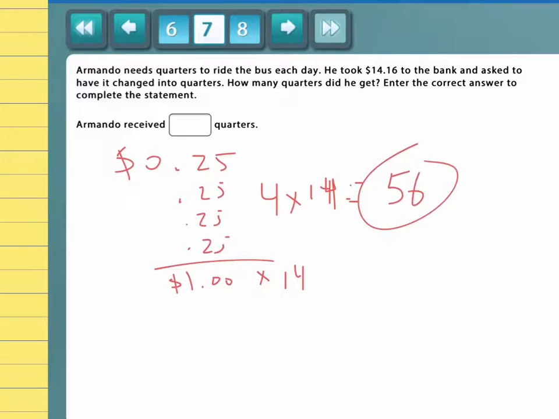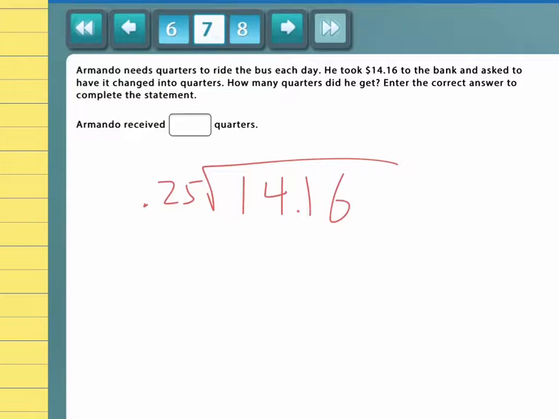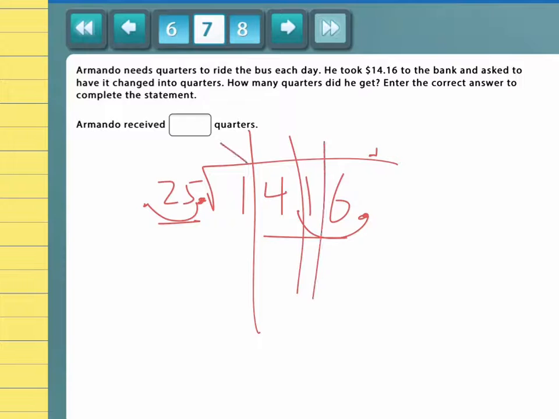Now I'll use the division. Alright, so I need to find equivalent. This is cents over here, and this is dollars here, so I'm going to change these into 25 cents. I'm going to change this into 1,416 cents. Does not go in, does not go in. 25 goes in 141. I'm going to say 5 times.